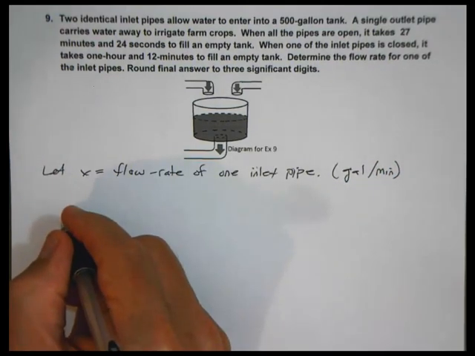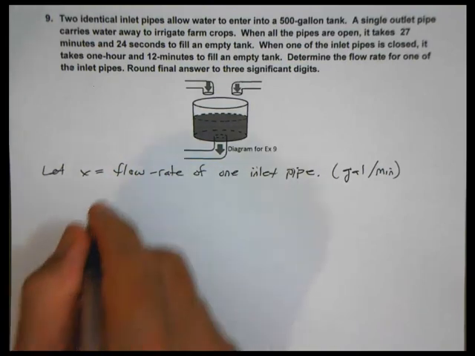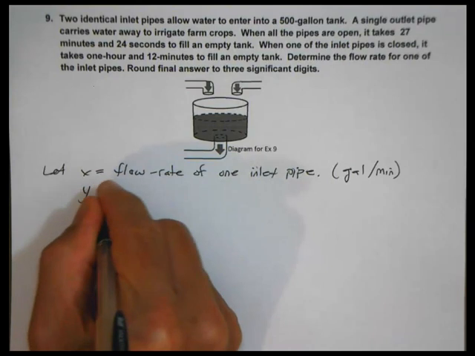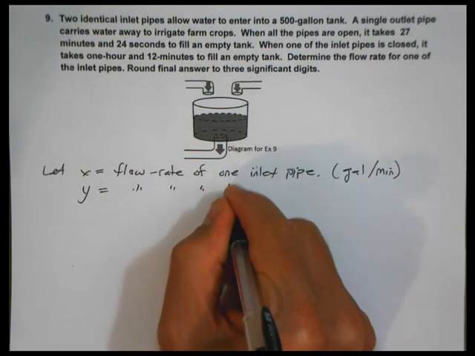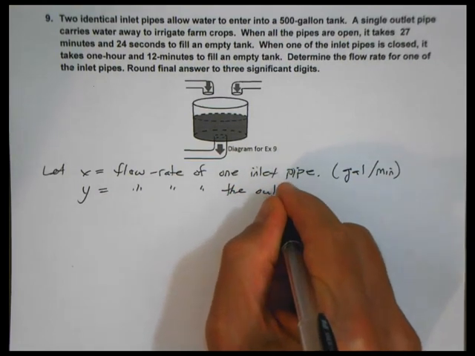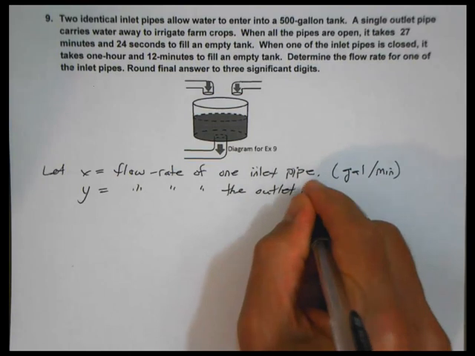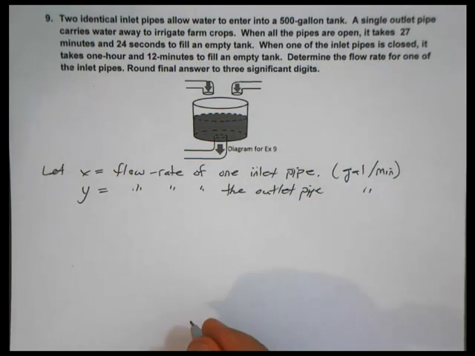Another variable here would have to be the flow rate of that outlet pipe. So let's let y equal the flow rate of, there's only one of it, the outlet pipe. Gallons per minute there as well.